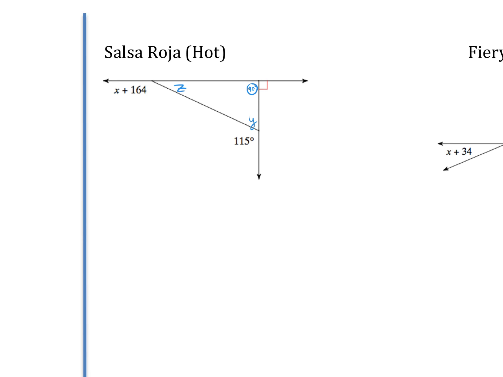How do we find angle Y? Well, what kind of angles are these right here? Those are going to be a linear pair, right? So linear pairs add up to 180, so Y is going to equal 180 minus 115, which equals 65 degrees. Okay, so that's 65 degrees, that's Y. All right. Now we got to find Z.